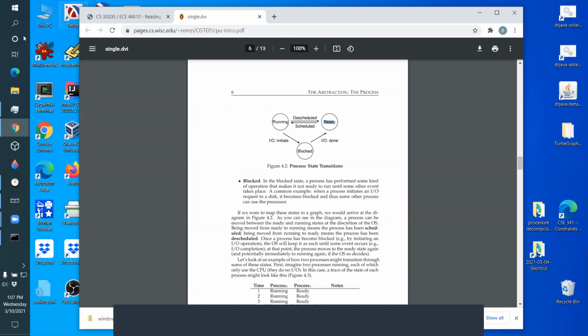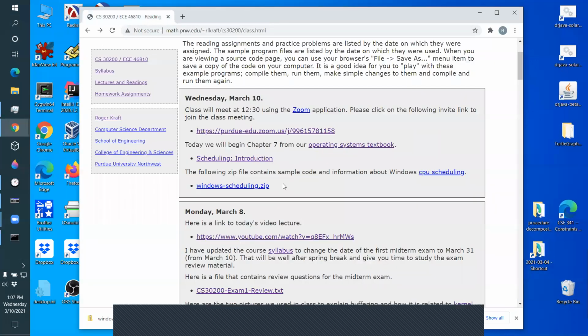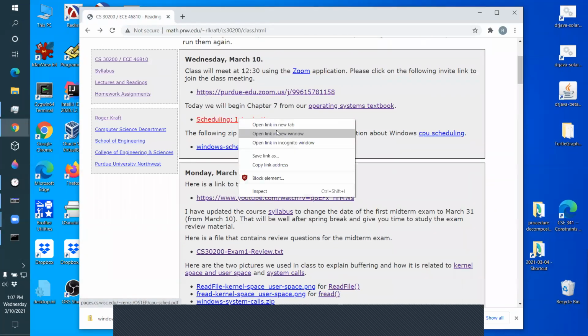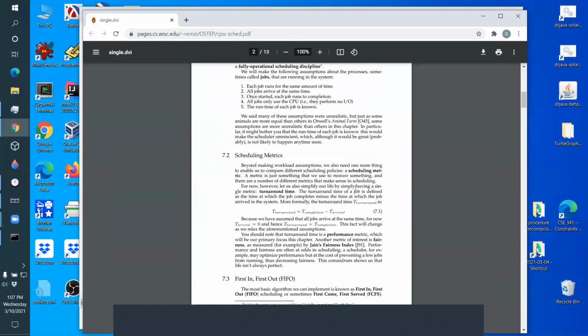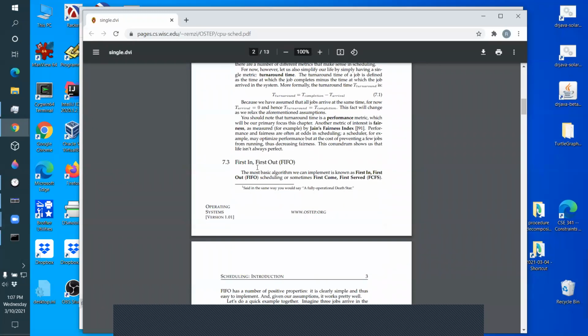And actually, let me open the textbook to the chapter we're talking about. First in, first out. First come, first serve. Okay, that's one of the algorithms. You let people get in line.